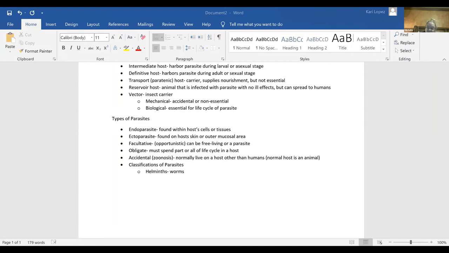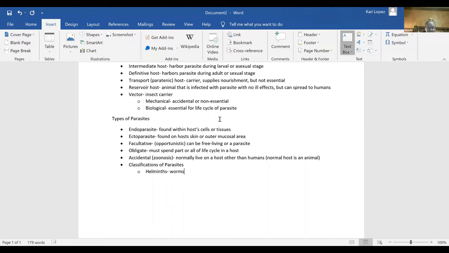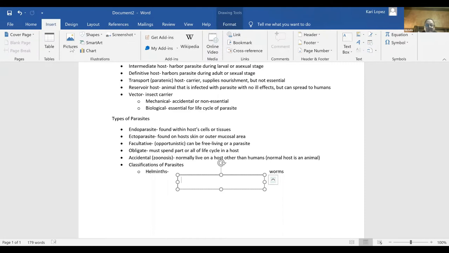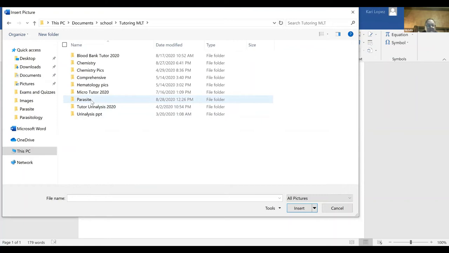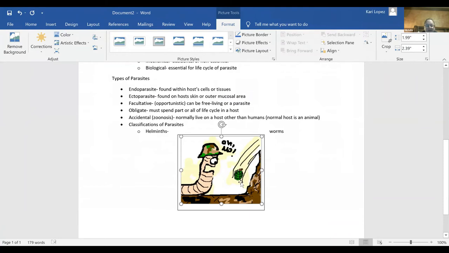Share this one. I think this one's cute. Yeah, so your helminths are worms. Crop that down a little.